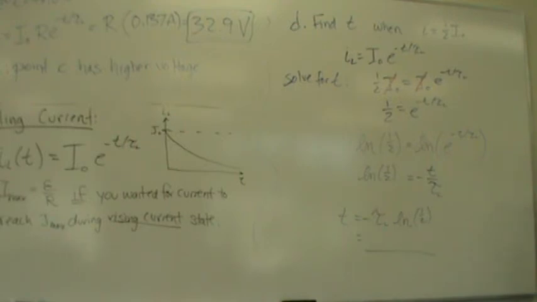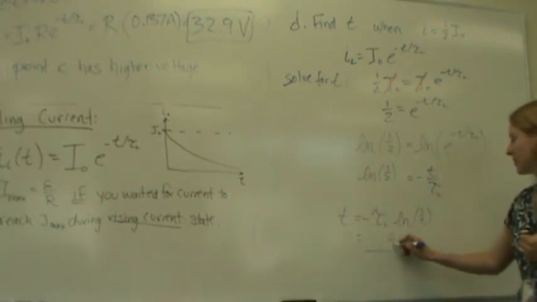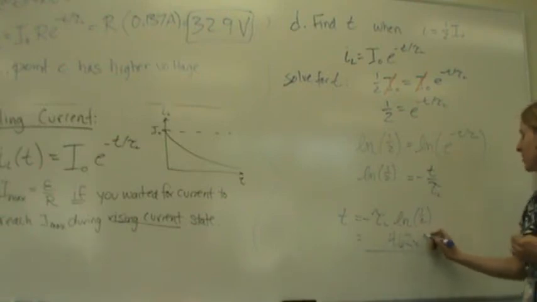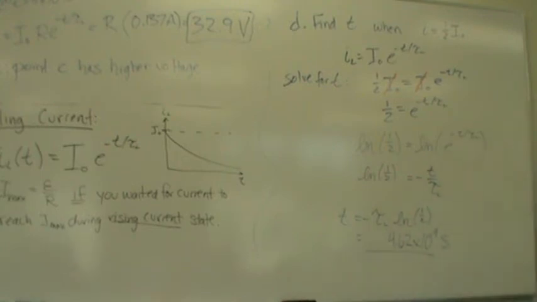Exactly. So anybody get an answer? What did you get, Derek? 4.62 times 10 to the negative 4 seconds. Anybody concur? Yes, concur. Okay, great. And where is that compared to what we found before? That time equals 4, so it's a little bit after the other point in time we were looking at. Which makes sense.